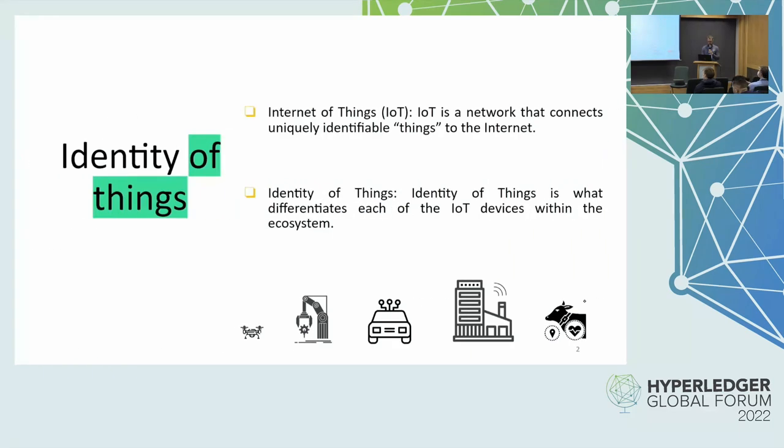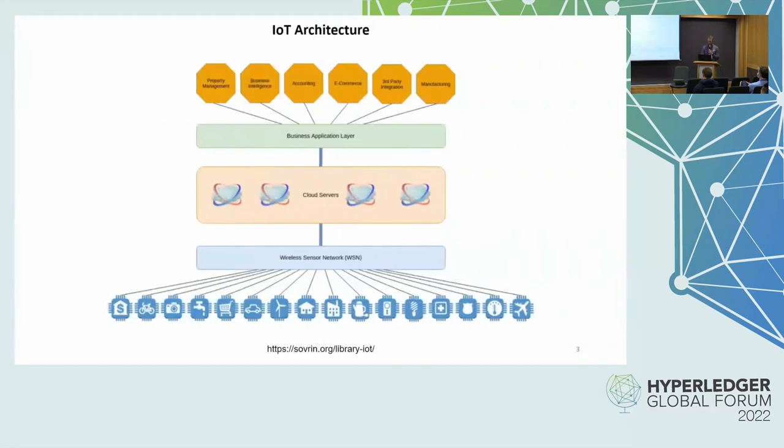Well, a little bit about the Internet of Things. The Internet of Things is a network that connects things, and those things should be identifiable. Identity of things is what differentiates each of the IoT devices within the ecosystems. It is about how to identify a specific device in ecosystems. So here is an example of IoT architecture using decentralized identity.